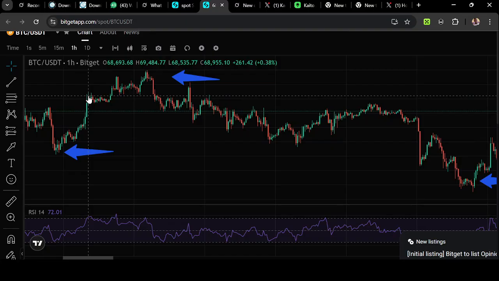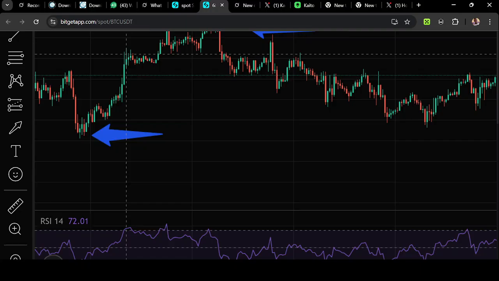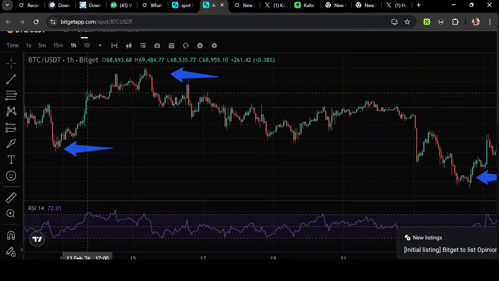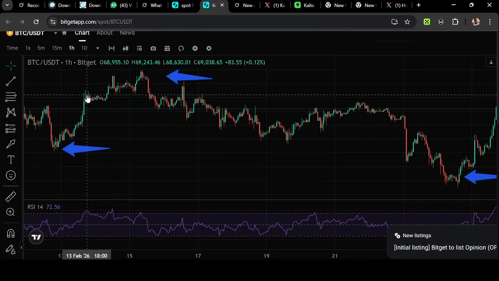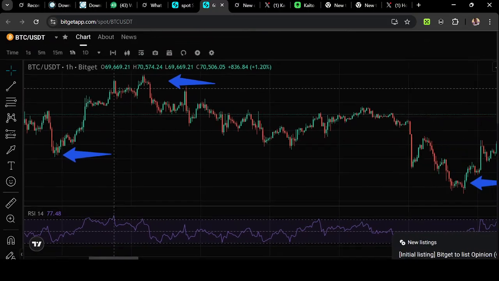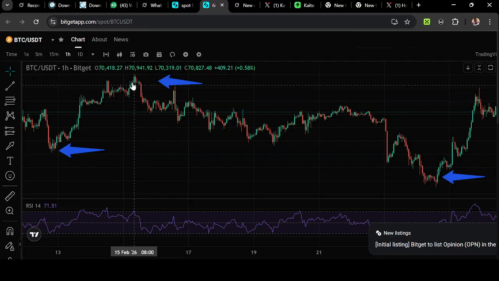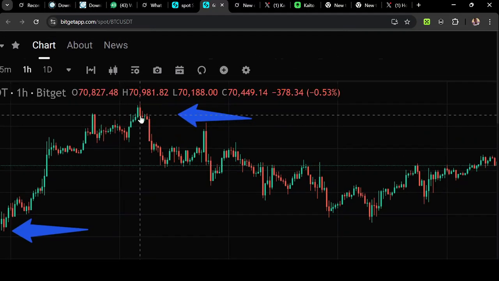Now what is the RSI value here? The RSI value here is 72. Now from this point it went again higher to this point. The RSI value became what? 77. So there is no divergence. That means as the price is going higher, the RSI is also doing what? Going higher.